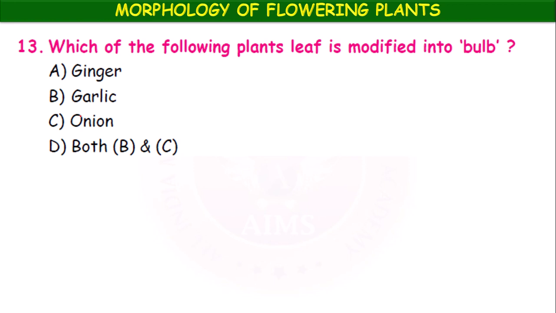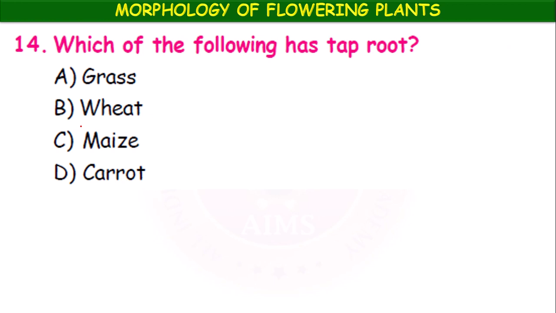Which of the following plants' leaf is modified into a bulb? Ginger, garlic, onion. In garlic and onion, leaves are modified into bulbs: tunicated bulb and imbricated bulb. Which one of the following has tap roots? Tap roots are found in dicots. Grass, wheat, maize are all monocots. It is the carrot.